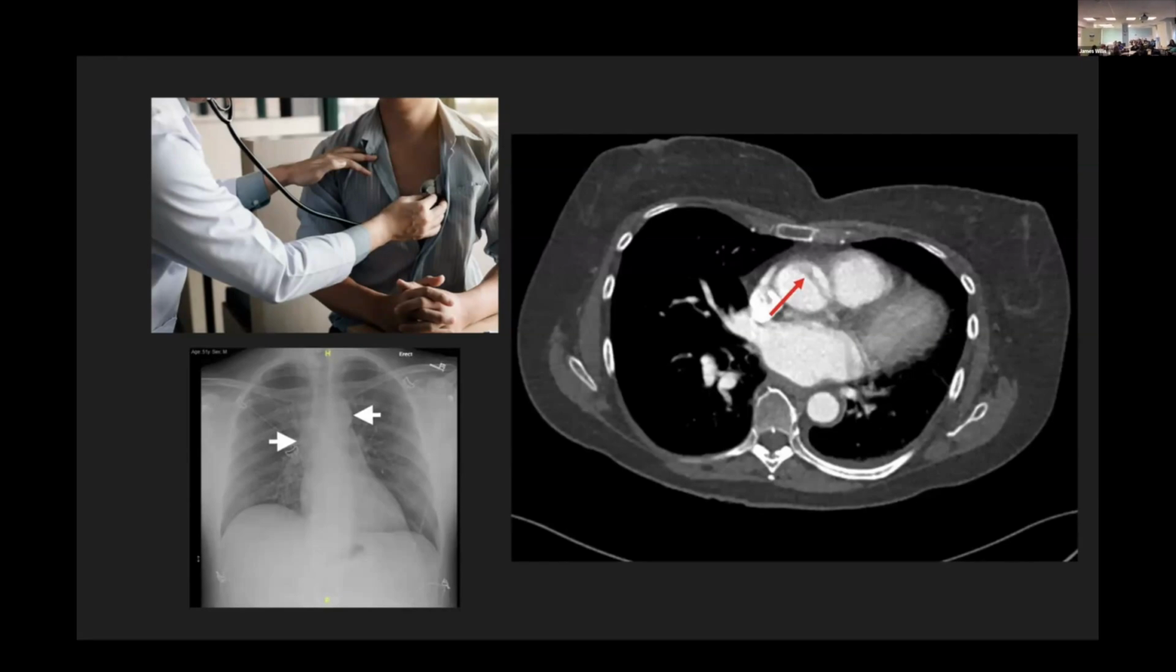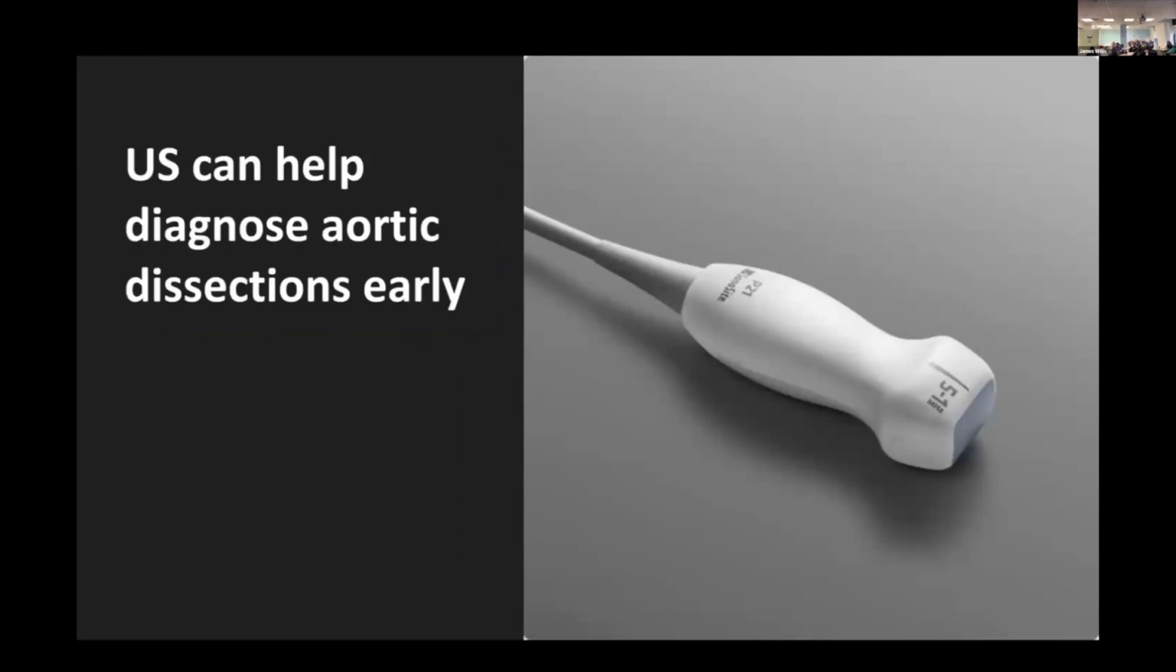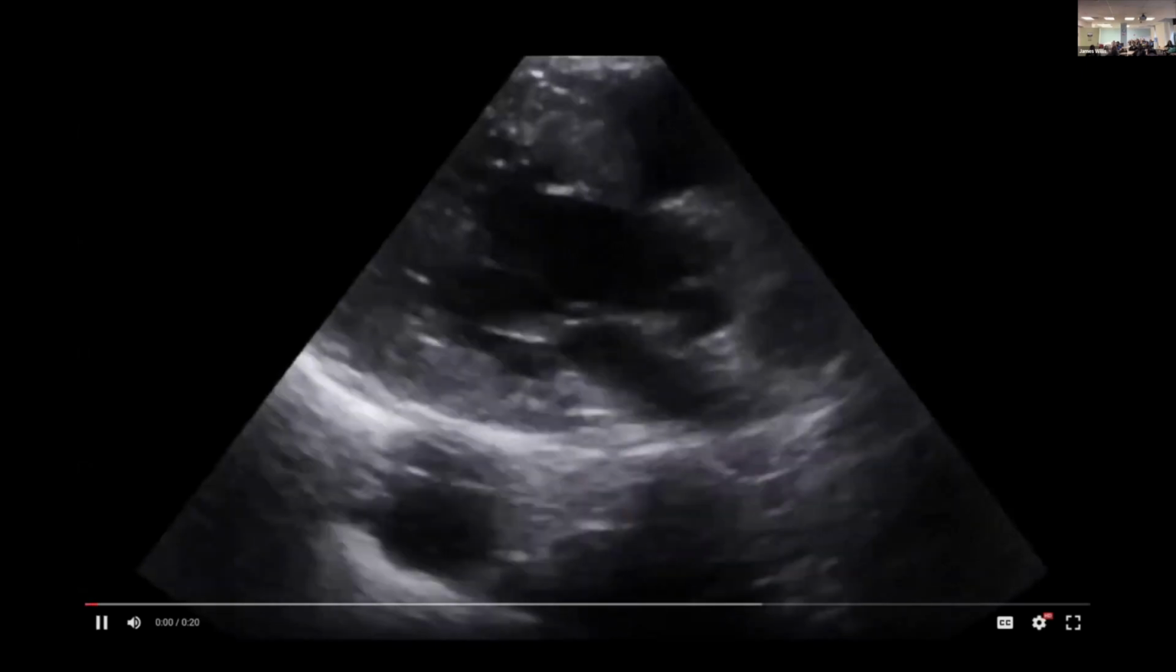All right, so how can we diagnose this a little earlier? Now, I argue that ultrasound can kind of help us do this. All right, particularly it can help us diagnose early, even before we do a good physical exam, to be honest. All right, and definitely before an x-ray, definitely before a CTA. All right, so let's go over a case.